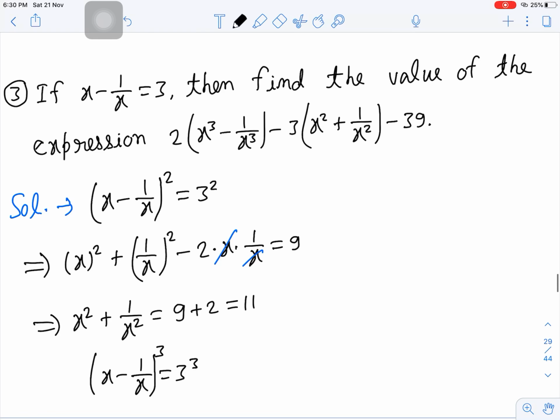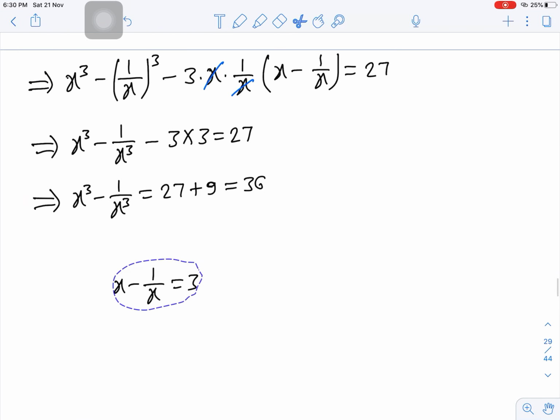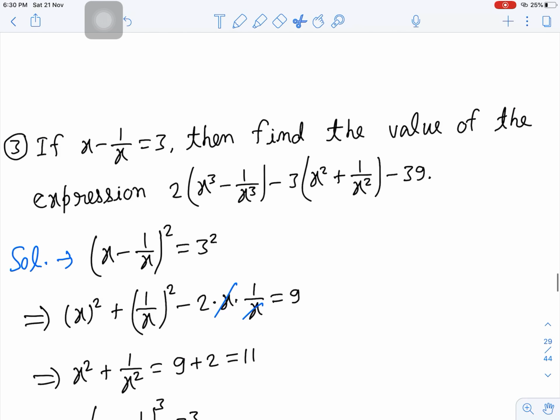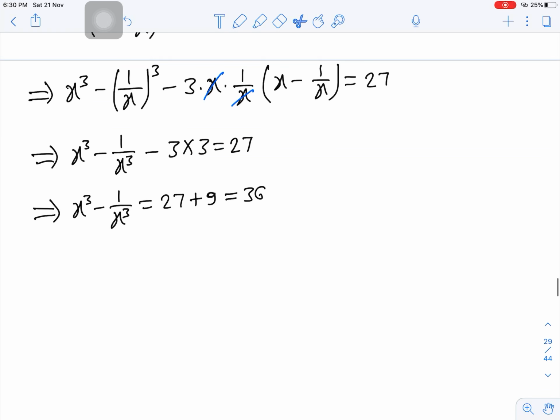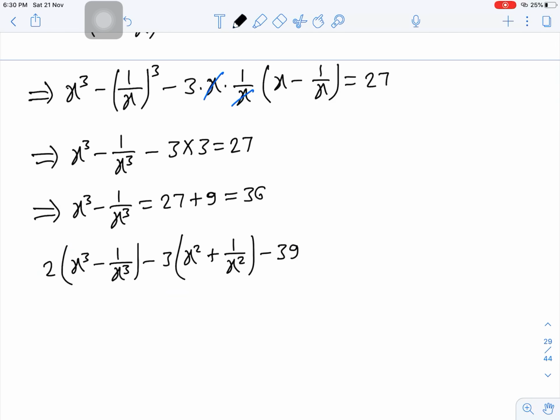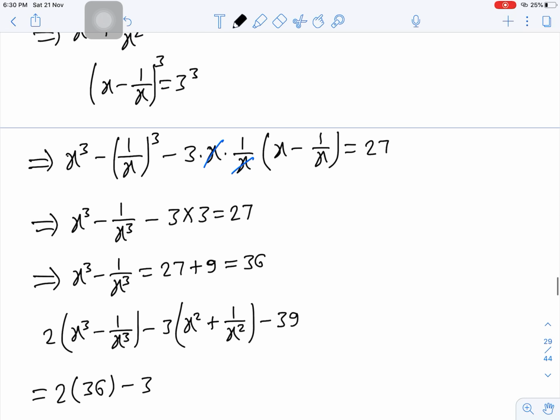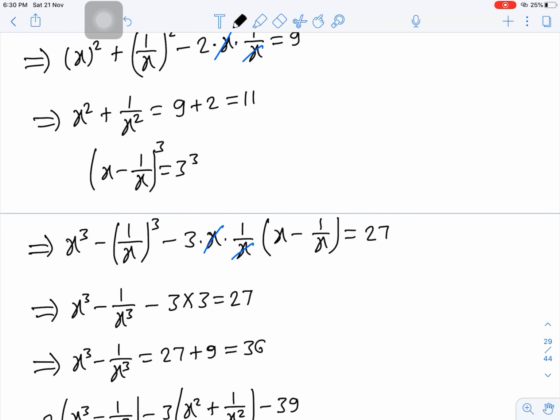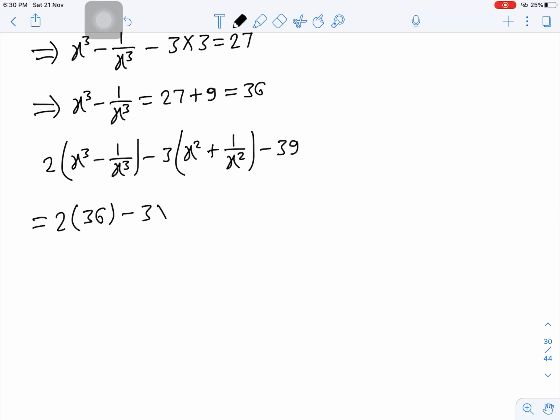Now you need to find the value of this expression. If you want to find the value of this expression, then in place of x cube minus 1 by x cube, you can substitute 36. So 2 times of 36 minus 3 times of x square plus 1 by x square, that is 11. So 3 into 11 and minus 39. You will get here 72, and 72 minus 33, minus 39, 0. So the answer is 0.